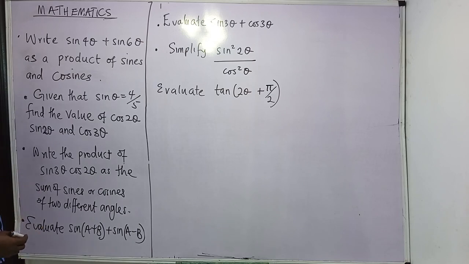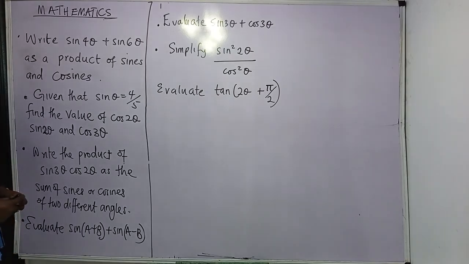We want to discuss likeness and nature question on trigonometrical functions and compound angles. Now, they say write sine 4 theta plus sine 6 theta as a product of sines and cos. Now, what do we do first?